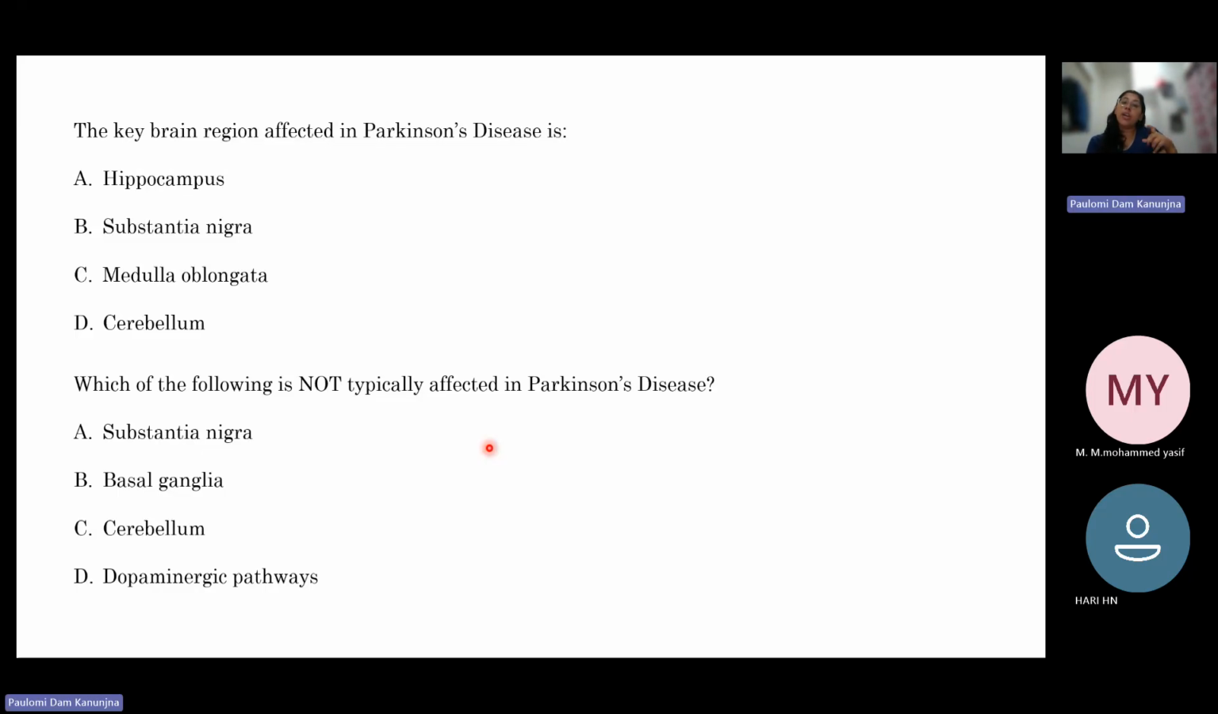Mainly, what are the other regions which are getting affected in Parkinson's? So basically in this question, you are supposed to give me the most important region of the brain that gets impacted. And in this, you are supposed to give me what is not getting affected by Parkinson's.